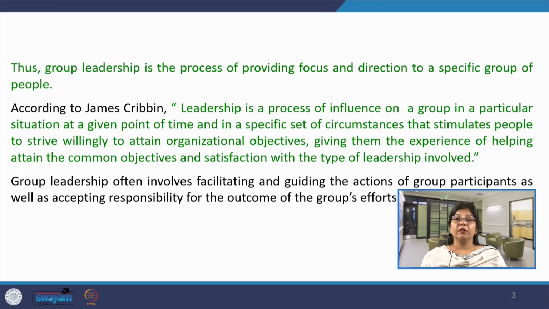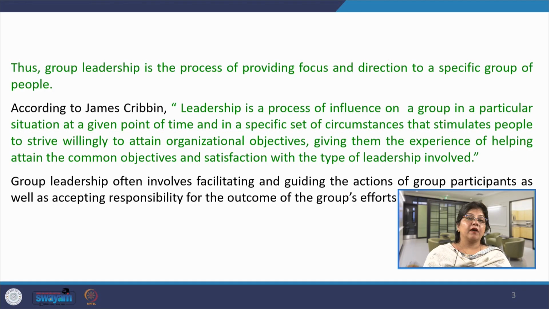Therefore, group leadership involves facilitating and guiding the actions of the group members as well as accepting responsibility for the outcome of the group efforts. So, when the group leader is providing directives to its members and members have accepted their roles as per the designation of the leader, then the leader in return also takes responsibility for the consequences of the efforts of the members.